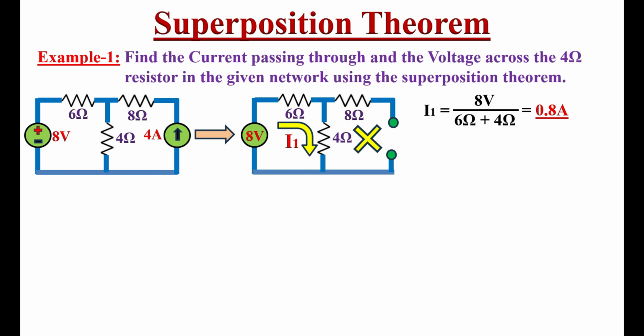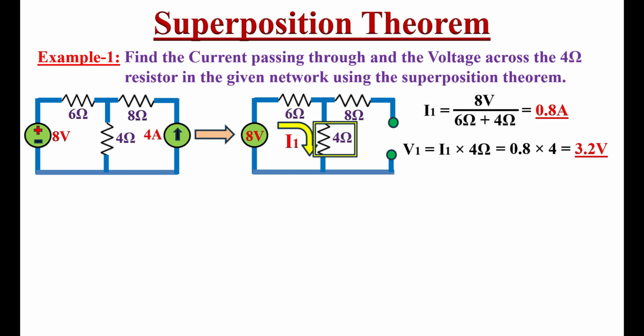Now that we have the current, finding the corresponding voltage is straightforward. We are looking for the voltage drop specifically across this 4 ohm resistor. We call this V1. Following the standard V equals I into R formula, we multiply our new current I1 by that 4 ohm resistance. That is 0.8 into 4. This results in a voltage of 3.2 volts. Keep these values, 0.8 amps and 3.2 volts, in mind.